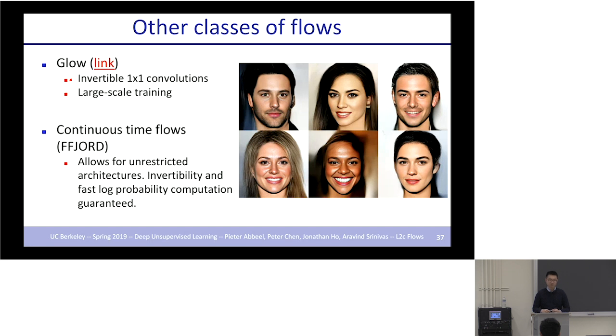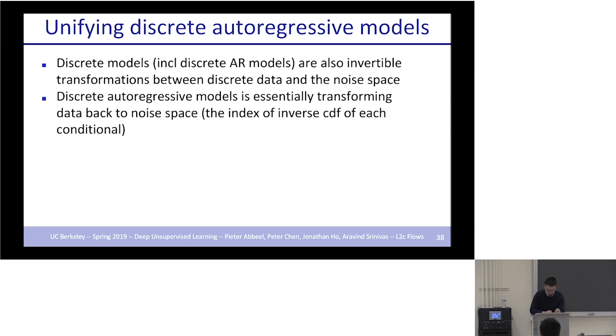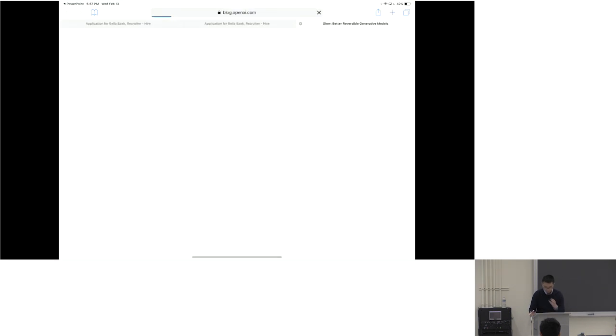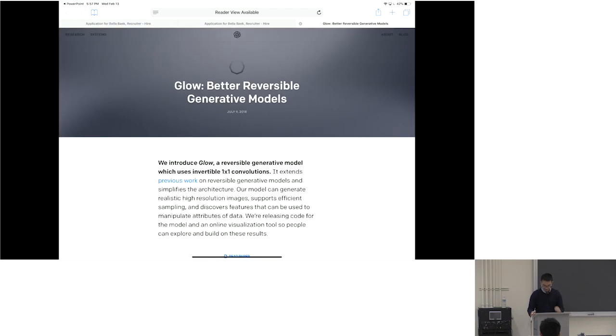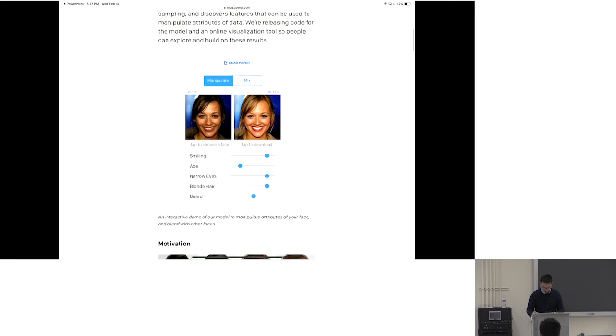And then they also did some very large scale training on high resolution images. The results that they get were really good. The pictures on the right are samples from the model with some temperature control. If you have not seen it, then we should look at the results a little bit.